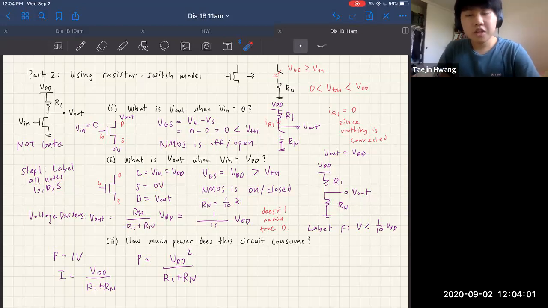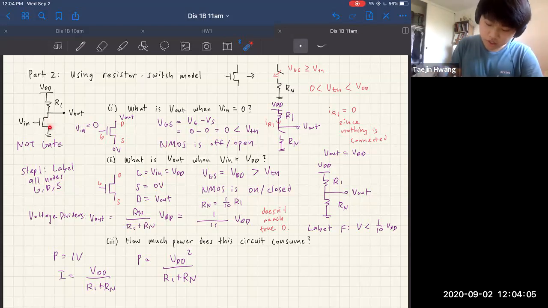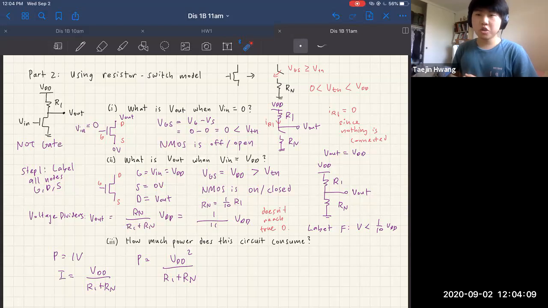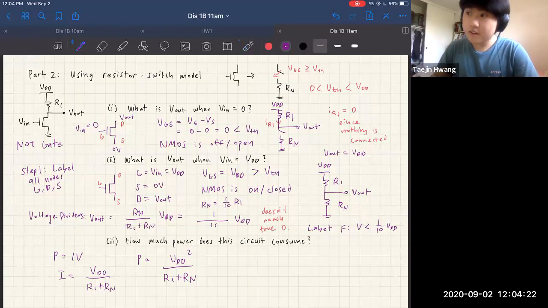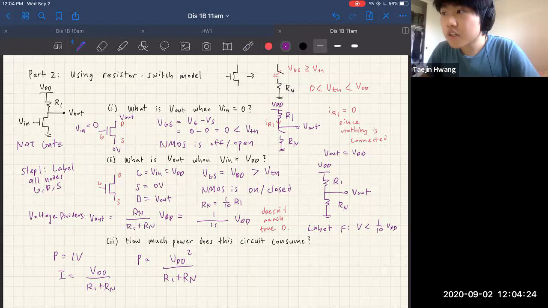And I think this is the main downside of this single resistor switch model, because you never want to consume power in your circuit. You always want to minimize power. Power is something bad because whenever you consume power through a resistor, it dissipates as heat. This is kind of the reason your phones get so hot when you charge them. So power is bad. If the circuit is not connected to ground, then there is no current.